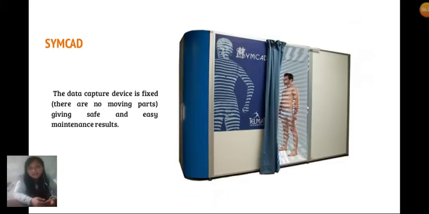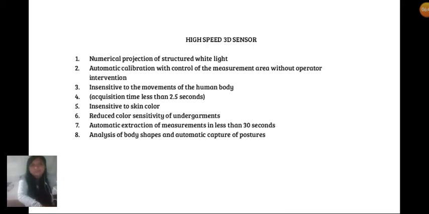Next, SIMCAT. SIMCAT does not use laser or other harmful radiation. The data capture device is fixed. There are no moving parts, giving safe and easy maintenance. Its patented 3D acquisition technology is based on the fringe projection technique with natural light. This method gives us the ease of a high-speed 3D sensor.